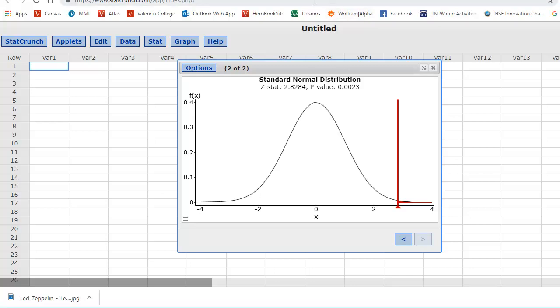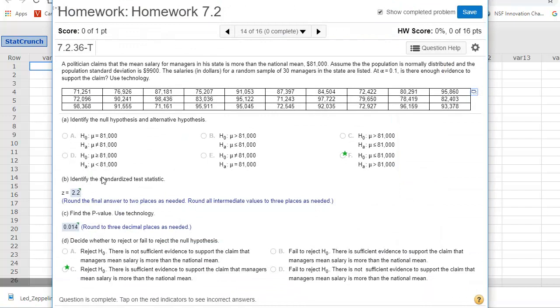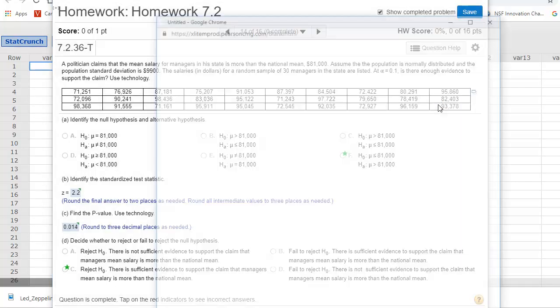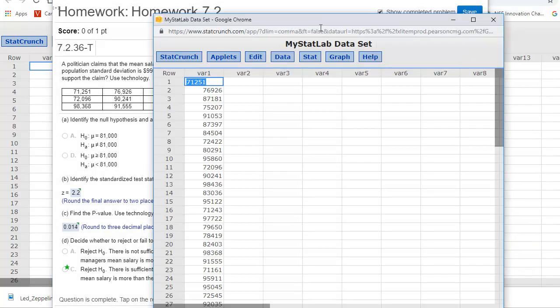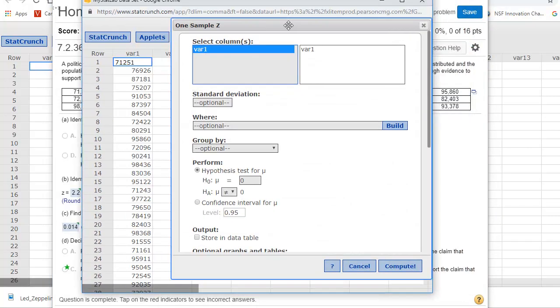Now, let's suppose we were doing a problem where we had the data. I'm going to pull up a problem here where I have the data. It's going to ask me to do all the same things: what's the standardized test statistic, what's the p-value, what's our decision? But in this case, I'm given the data. So I click on the right and open it in StatCrunch. I tell it var1 was the data, the name of my column.